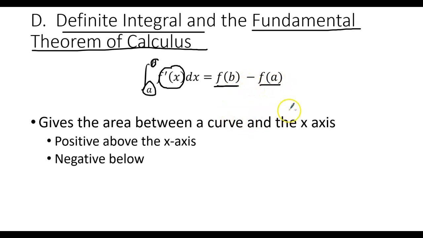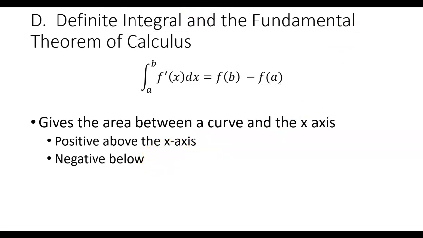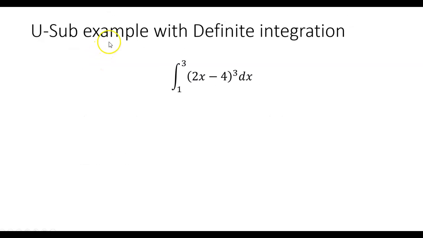And basically what that ends up telling you is the area between the curve and the x-axis. If you ever have an area above the x-axis, it's positive, and if you ever have an area below, it's negative. All right? So that's what the fundamental theorem of calculus is. Now, we're going to do another u sub example, but this time we're going to do it with a definite integral. And why is that? Because you're going to see something else a little bit different happens here. And the difference is in the following thing. Don't forget to change your limits.